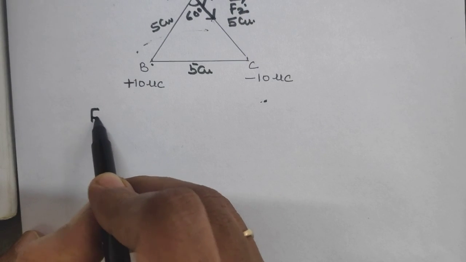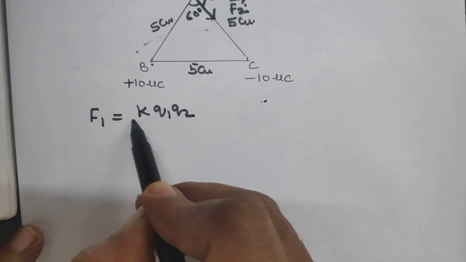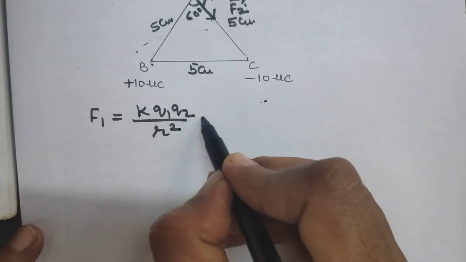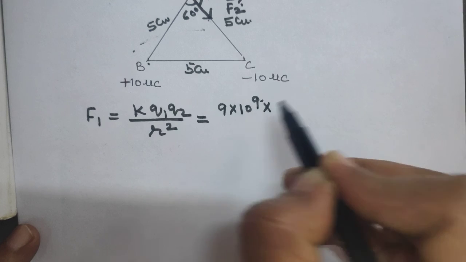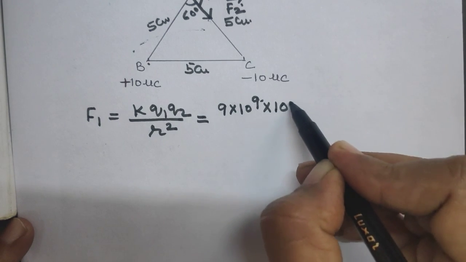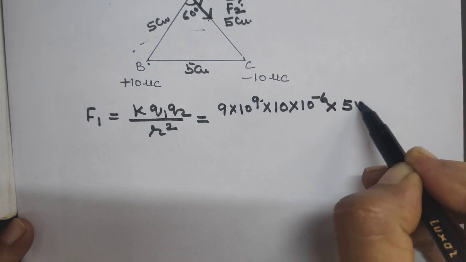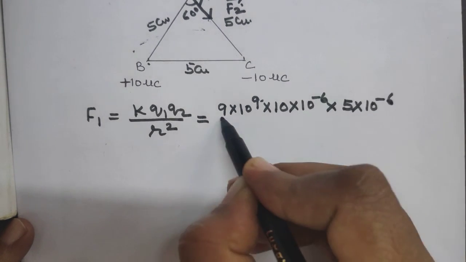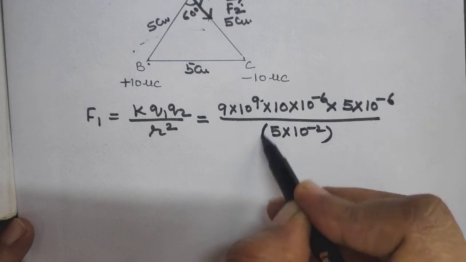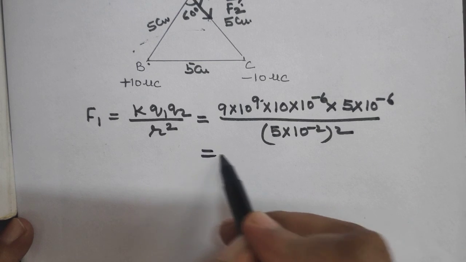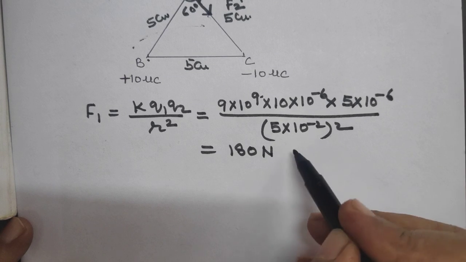F1 equal to K Q1 Q2 upon R square, that is equal to 9 into 10 raised to power 9 into 10 into 10 raised to power minus 6 into 5 into 10 raised to power minus 6 upon 5 into 10 raised to power minus 2 whole square, that is equal to 180 Newton. Direction along BA.